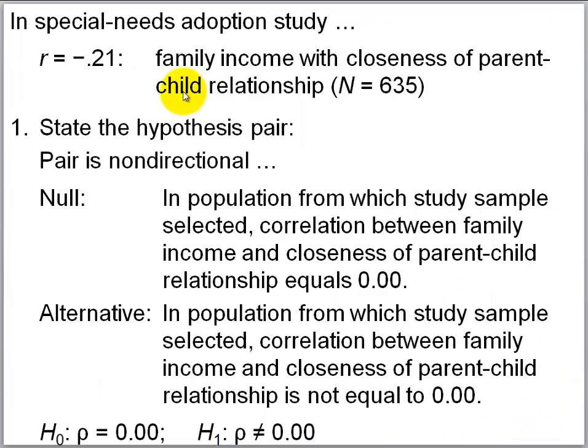Okay, our example will come from the special needs adoption study. In that study, the correlation between family income and closeness of parent-child relationship, as conveyed by a 4-point scale, in a sample where n equaled 635, was minus 0.21. First step is to state our hypothesis pair.